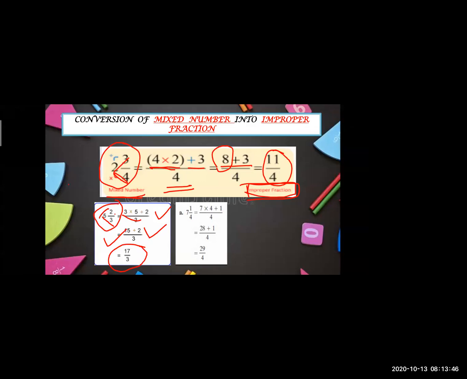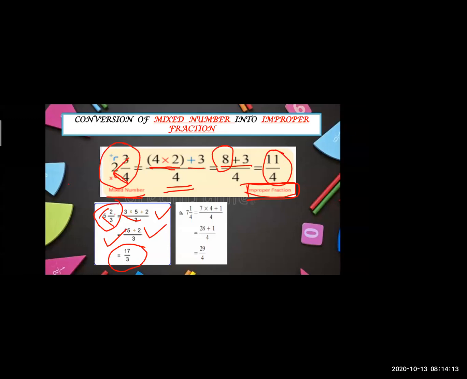One more example is there. 7 1 upon 4. Now see, every time you don't need to always multiply and keep on calculating. Sometimes you also need to do maths in your mind, which we can call mental maths. Many times you don't need to write the steps. You can just give out the answer.